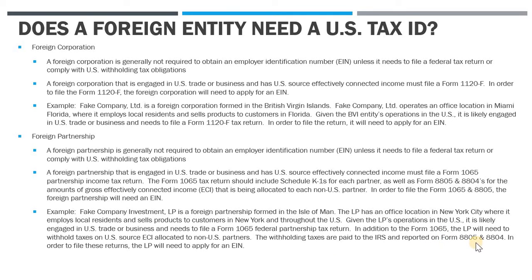In addition to that, the LP is going to have to withhold taxes on any U.S. source ECI that's allocated to non-U.S. partners. Withholding taxes are paid to the IRS, reported on Forms 8805 and 8804. And then again, just to reiterate the issue here, in order to file any of this, you've got to have an EIN. If a foreign company files these tax returns without the EIN, the IRS will not process it. They basically put it into a shredder and send you a notice that says, hey, you didn't even apply with an EIN. We can't process any of this information.